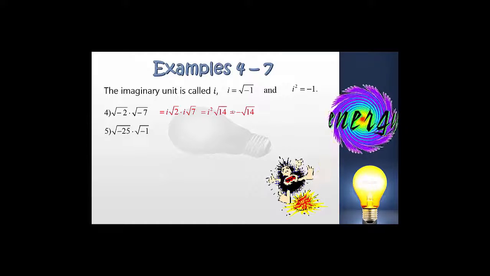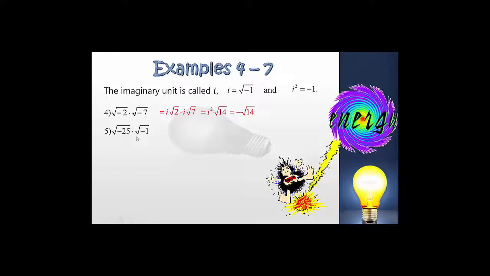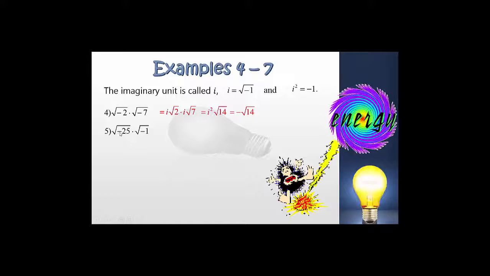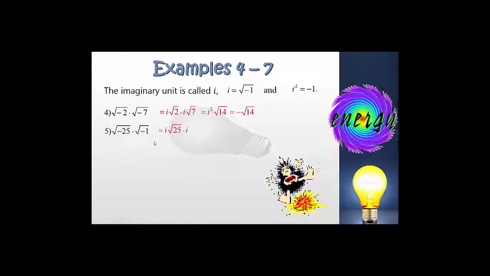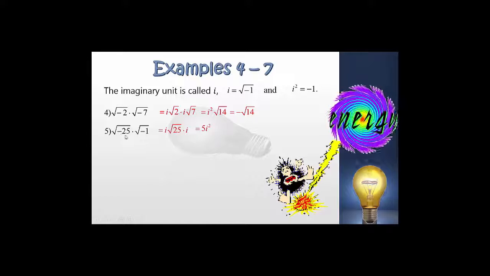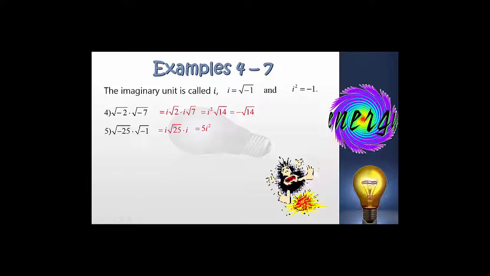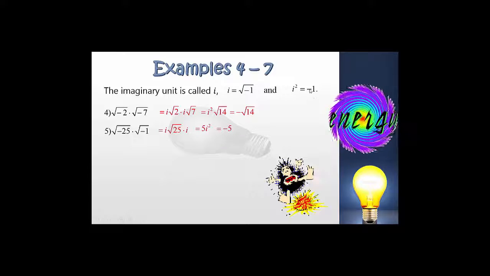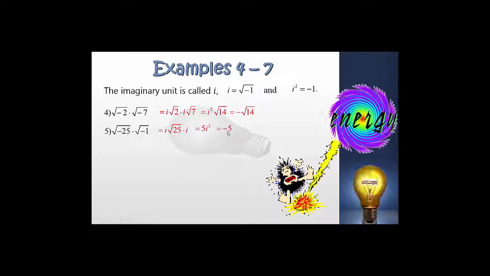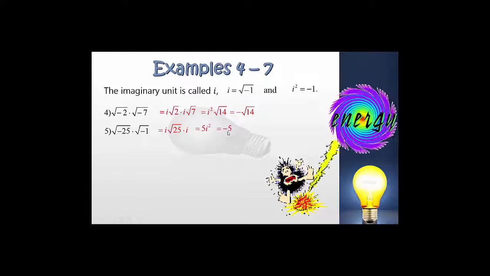Similarly for number 5, what we have here is exactly our definition of i. And here we have a negative under the radical, which means that this would be negative 1 times 25. So we can now pull out the i from the negative 1 here, and then this negative 1, so we end up with 5 times i squared, because this is a perfect square, and that means because i squared by definition is negative 1, that gives us negative 5.